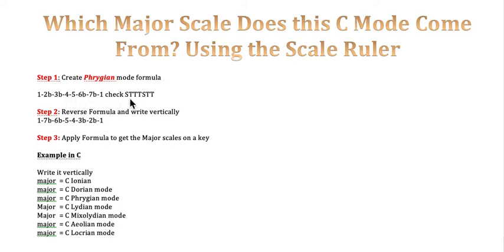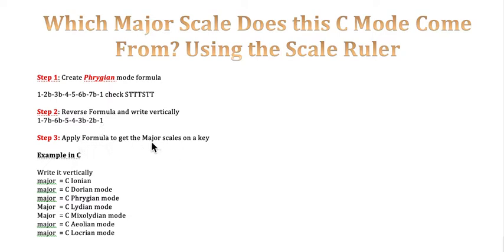Check. It's semitone, tone, tone, tone, semitone, tone, tone. Okay, that's what it is there. And step number 2, reverse the formula and write vertically. So you reverse this formula. I've reversed it here, which is 1, flat 7, flat 6, 5, 4, flat 3, flat 2, 1.